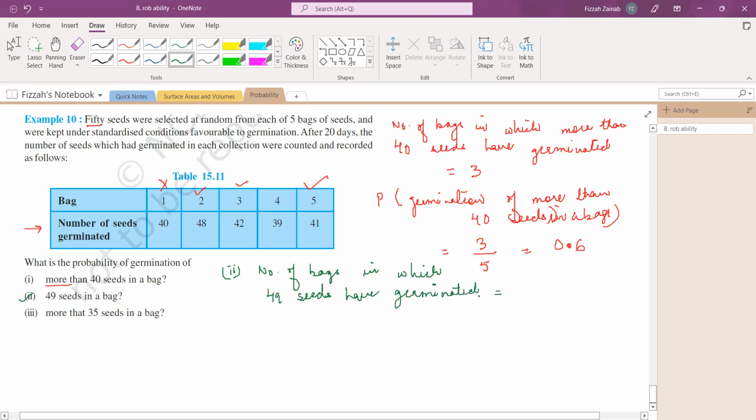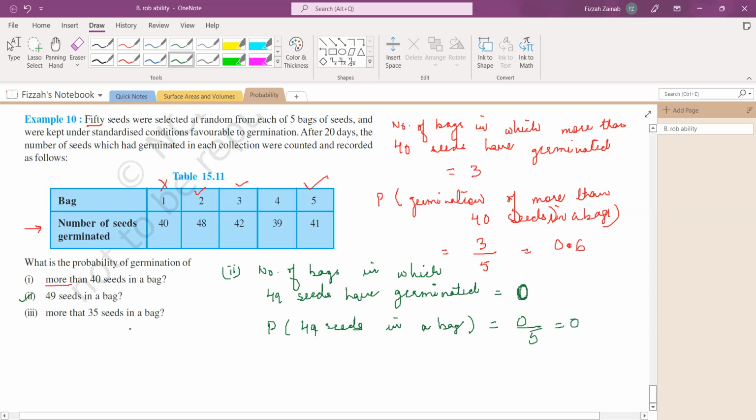Yes, Miraj, can you hear me? Say yes or no. Yes, ma'am. So he's saying 49, that is exactly 49 seeds. Can you see any bag in which exactly 49 seeds have germinated in this data? It's not such a big data. No, ma'am. So 0, right? In none of the bags is it happening. So the probability of having 49 seeds in a bag is basically 0 by 5, which is 0, right?